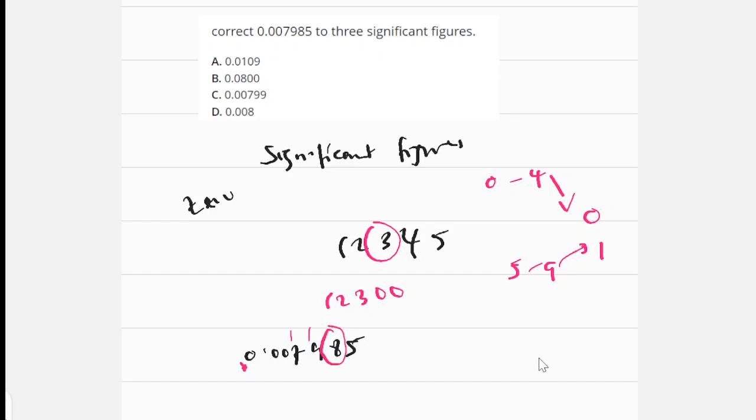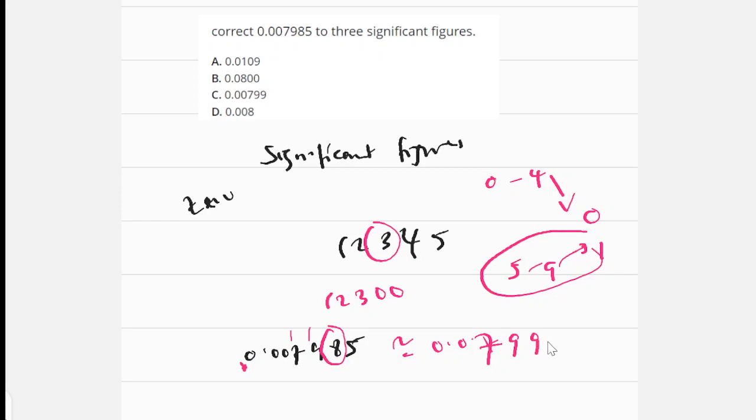Recall, before you stop, you are going to check the number immediately after that third number. In this particular case, the number is what? It is 5. Will 5 be rounded up or down? From here, I said when you have a number from 0 to 4, you are going to round it down to 0, but a number between 5 and 9 will be rounded up to 1. Then you are going to round this guy up to 1, then 1 plus 8 will give me 9. Then I'm going to have 0.0079, then 1 plus 8 will give me 9.